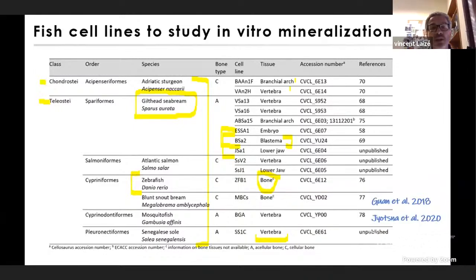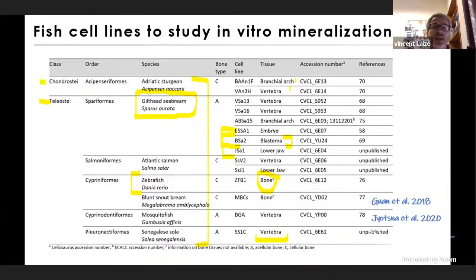What is important to say here is that these two cell lines, although they were not developed from skeletal tissues or from bone, from vertebra, had the capacity, when they were treated with appropriate supplements, to differentiate into bone-forming cells, the osteoblasts, but also into bone-resorbing cells, the osteoclasts. So it proved their pluripotency or multipotency. So they had the possibility to develop into different bone cell types.